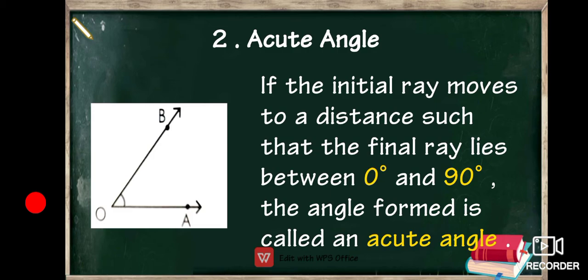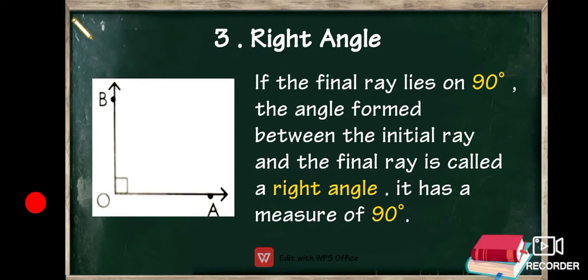It measures between 0 degree and 90 degree. That is known as an acute angle. I hope you understand this. So now we can move on to the next angle. That is the right angle. A right angle is very easy. So we can move on.